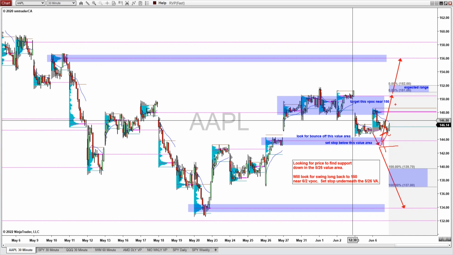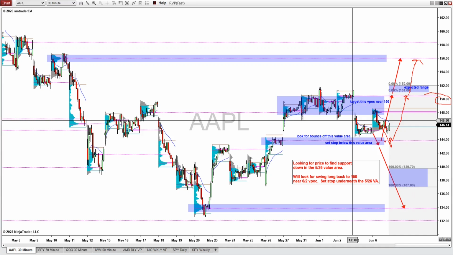Right? So essentially that's what I'm playing for right now, is to see would it come down here, get a bounce, push, then we go long and target 150 and possibly get a runner to throw it up to 156. All right, so that's basically the way to play it.